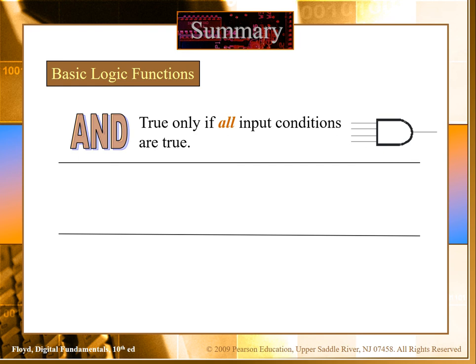The AND function will be true only if all conditions are true. Usually we represent the AND gate using this picture. This is called a gate. The output will be true if and only if all input conditions are true. What does this mean?